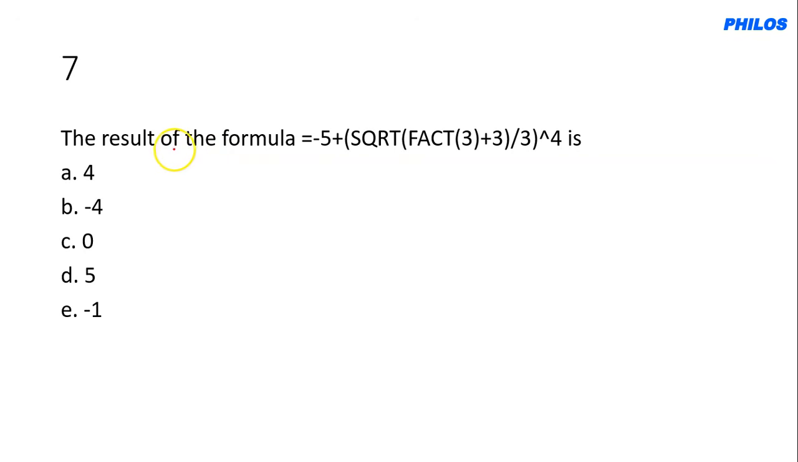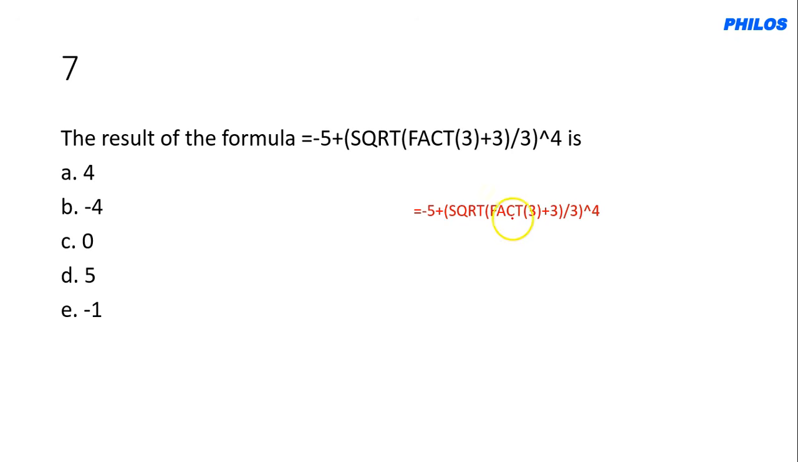Question 7. The result of the formula equals -5 plus SQRT into bracket fact 3 plus 3 divided by 3 bracket close exponent 4 is. Now to solve this, since we have a bracket here, we need to deal with the bracket first. Within the bracket we have another bracket, and that says fact 3 plus 3. So we need to deal with it also first. And also, we need to deal with fact 3 plus 3 divided by 3 before we come to SQRT of what we will get. Okay.